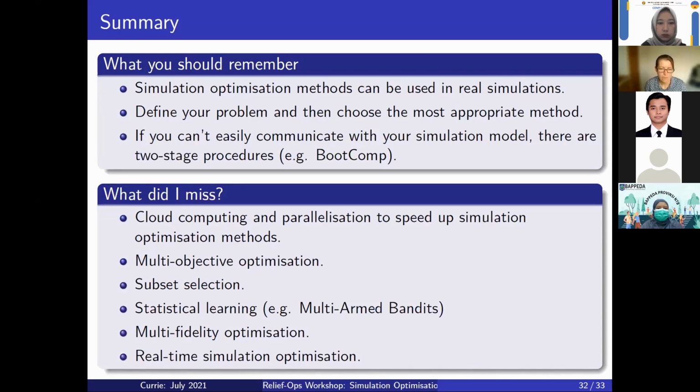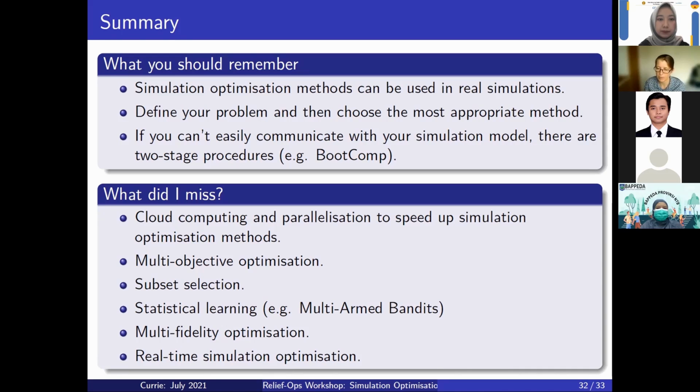I also wanted to emphasize what I missed. So this has been a morning in my time or an afternoon in your time of looking at simulation optimization. I haven't covered everything. There is a lot of other work out there. What did I miss then? One thing that's a reasonably big area at the moment is the use of cloud computing and parallelization to speed up simulation optimization methods. So you can have your simulation running in lots of different threads on your computer and get the results back.